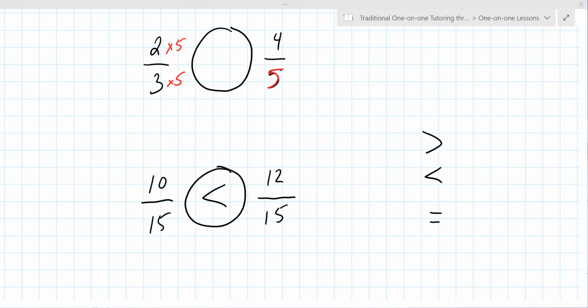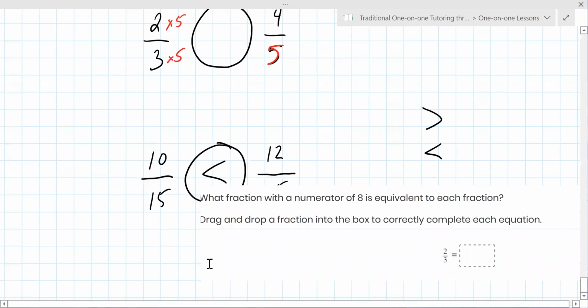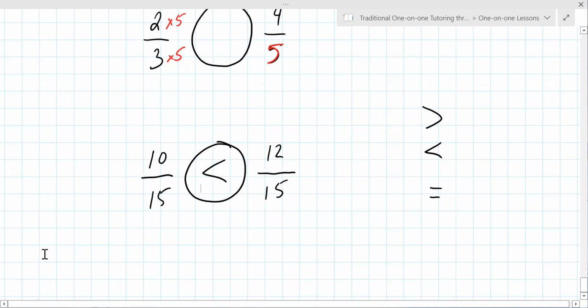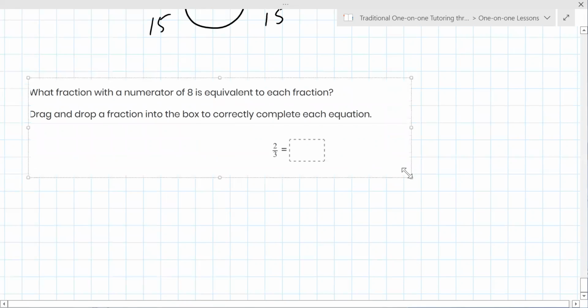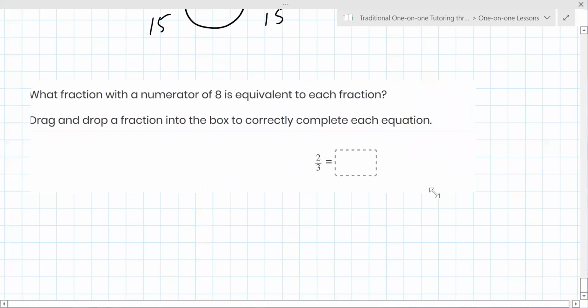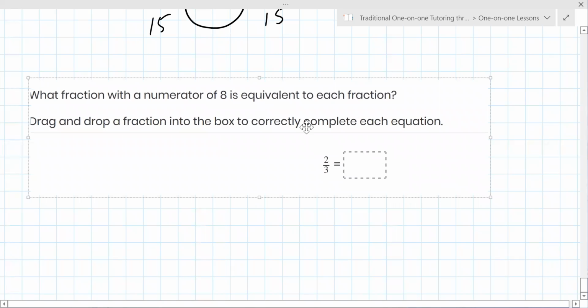All right, so let me just snip this in. It's kind of awkward, but it's okay. All right, so here we go. Let me snip this in here. So this new problem says, what fraction with a numerator of 8 is equivalent to each fraction? Okay, so it's saying I really want an 8 in the numerator. What do you multiply 2 by to get to 8?